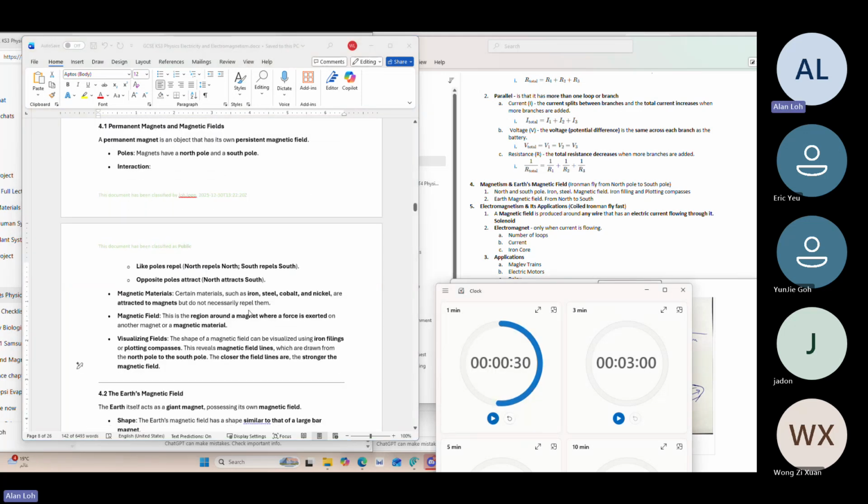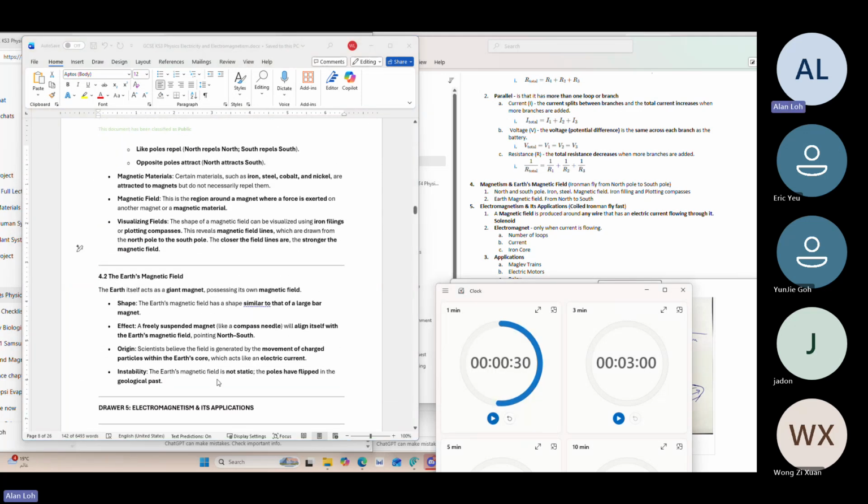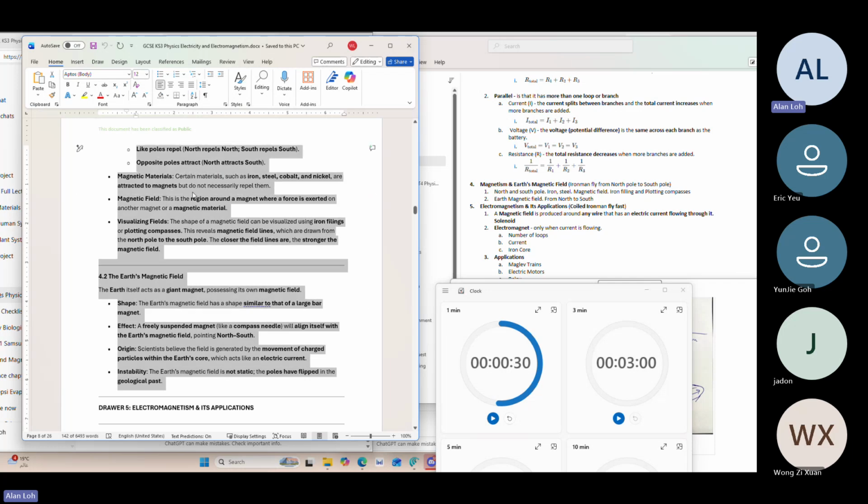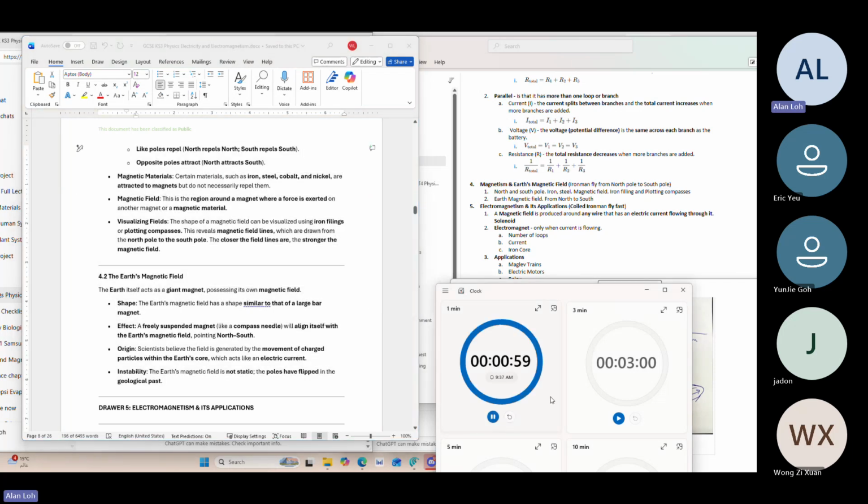Okay, done. 4.2. Whoever hasn't finished reading 4.1, you can read over here also. Let's start. 30 seconds.